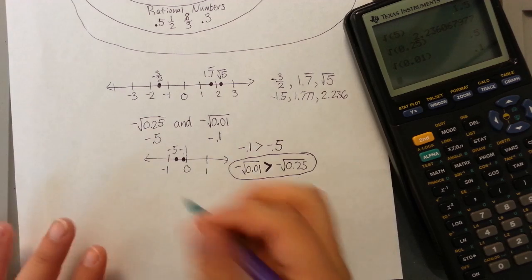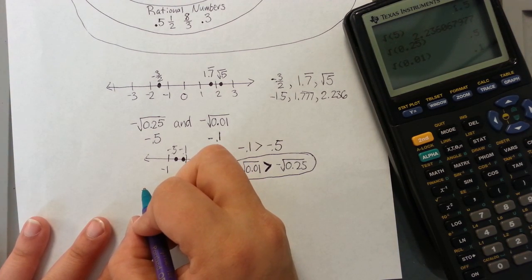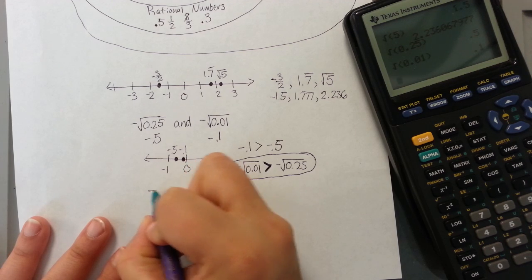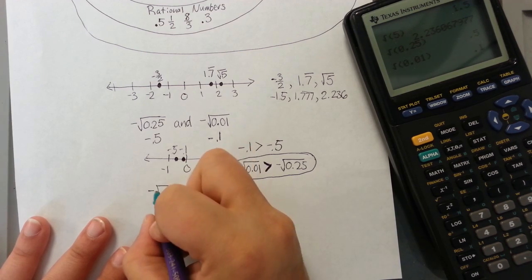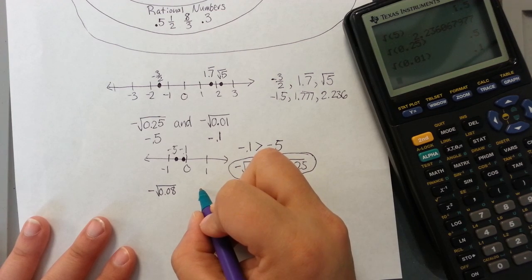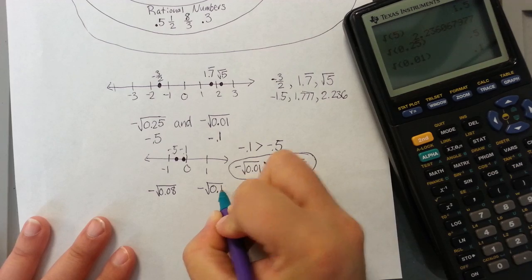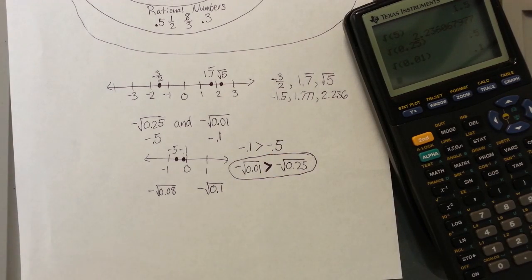Okay, so I'd like you to do one of these on your own. Let's see here. Negative square root of 0.08 compared with negative square root of 0.1. All right, pause the video and see if you can do that one on your own.